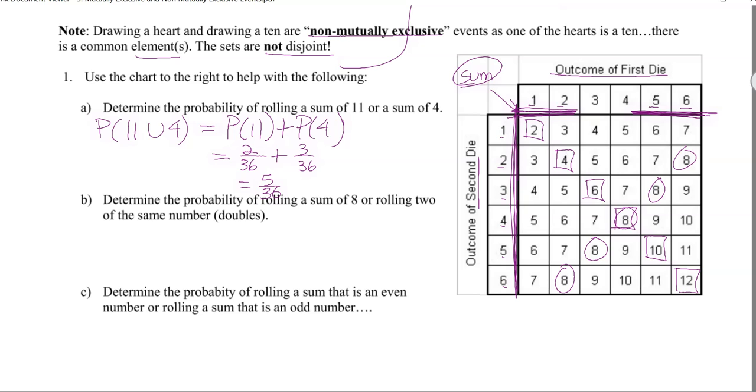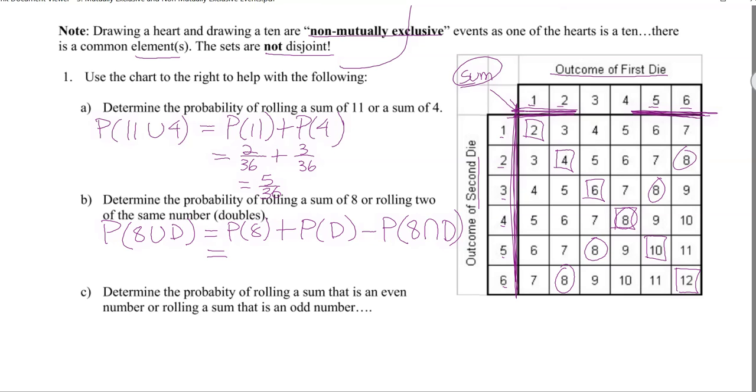Now we can see these sets are not disjoint, there is overlap, and that is when you roll a sum of 8 and you have doubles, you have double 4s. So the probability of rolling a sum of 8 or doubles will be the probability of an 8 plus the probability of doubles minus the probability of 8 and doubles.